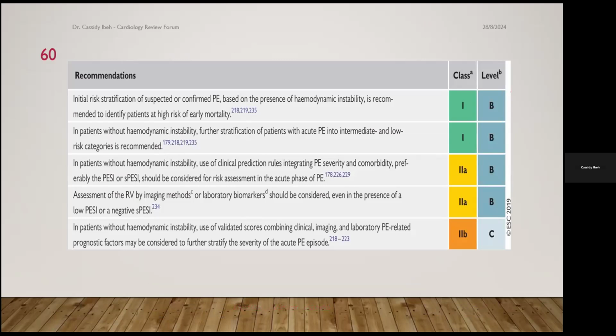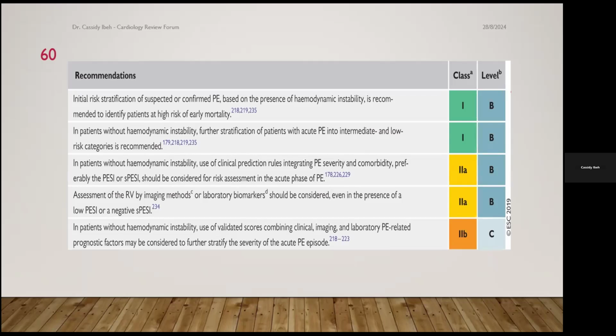Now, this shows the class of indication for some of the assessments of this patient. As a class 1 indication, initial risk stratification of suspected or confirmed PE based on the presence of hemodynamic instability is recommended to identify patients at high risk of early mortality. It's also class 1 that in patients with hemodynamic stability, further stratification of acute PE into intermediate and low risk categories is recommended. Okay.